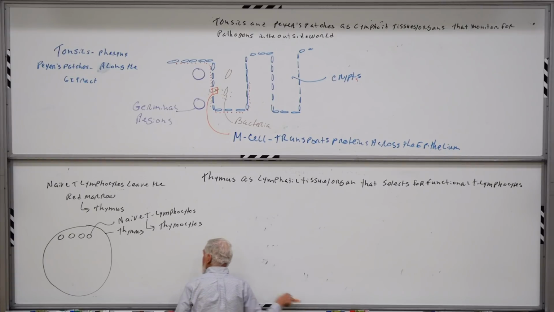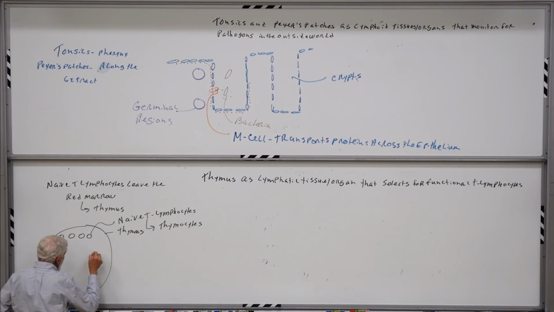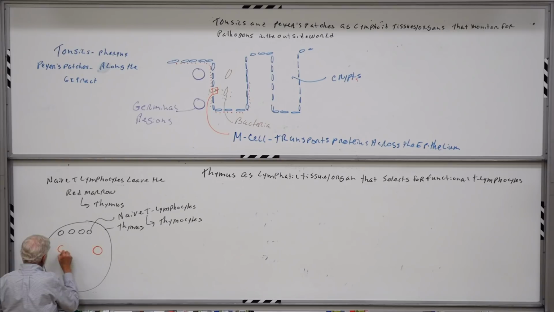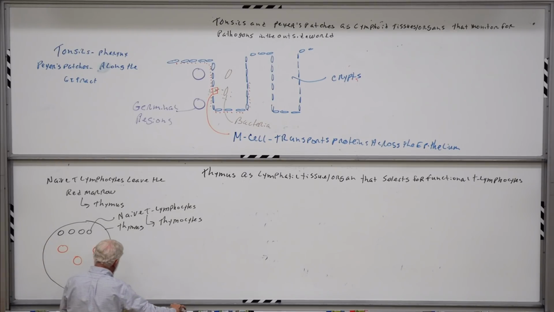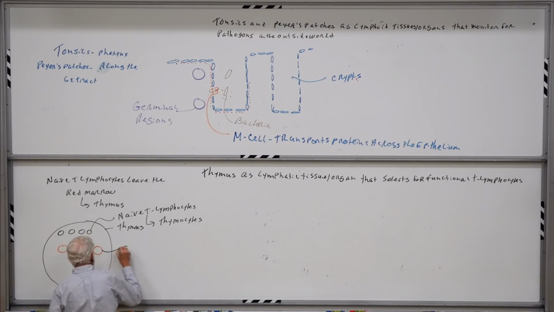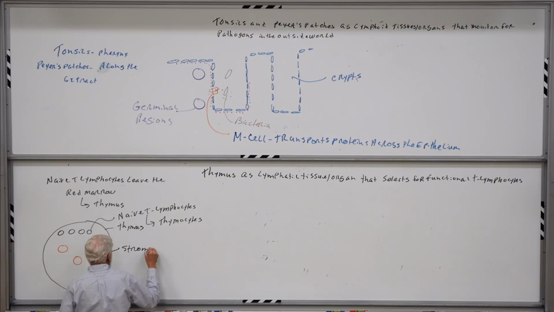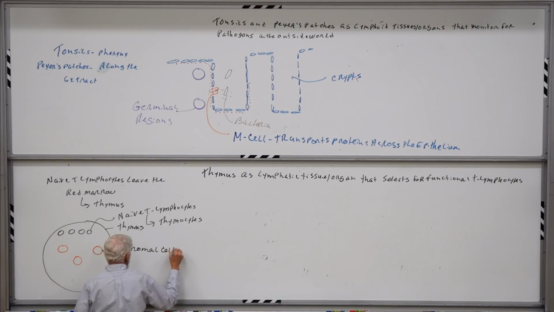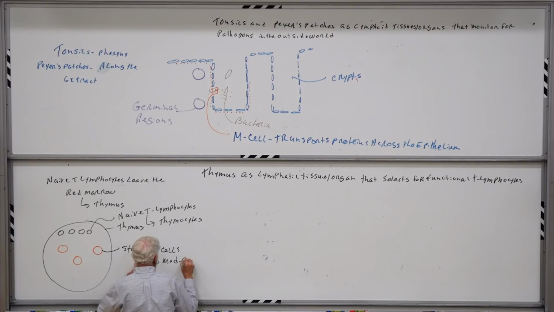But within the thymus, there are specialized cells, and I'll put these in orange. These specialized cells are called stromal cells. They appear to be modified epithelial cells.